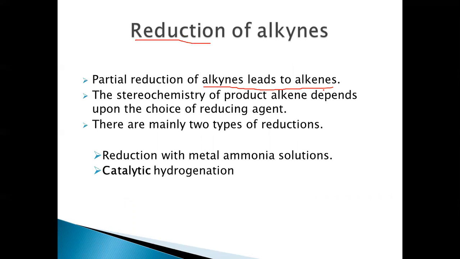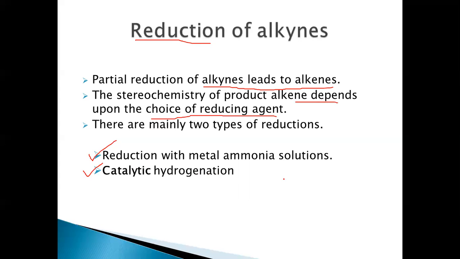So, the stereochemistry, that means whether a cis or the trans alkene is formed, depends upon the reducing agent you are choosing here. Whether it's a cis alkene or the trans alkene you want to produce depends upon the type of the reducing agent we are using here. There are mainly two types of reductions. The first one is the reductions with metal ammonia solutions, and the second one is the catalytic hydrogenation.